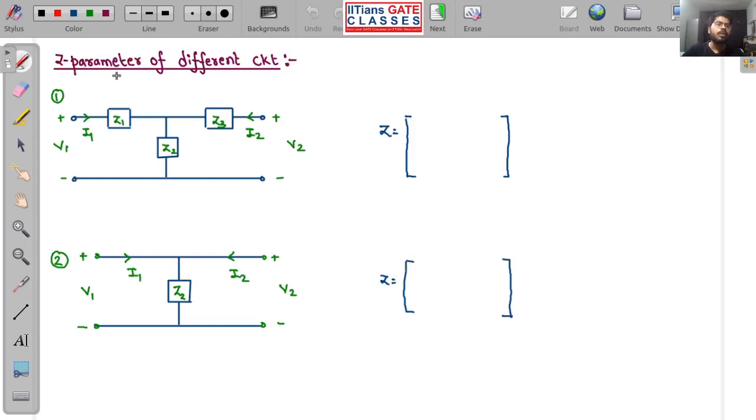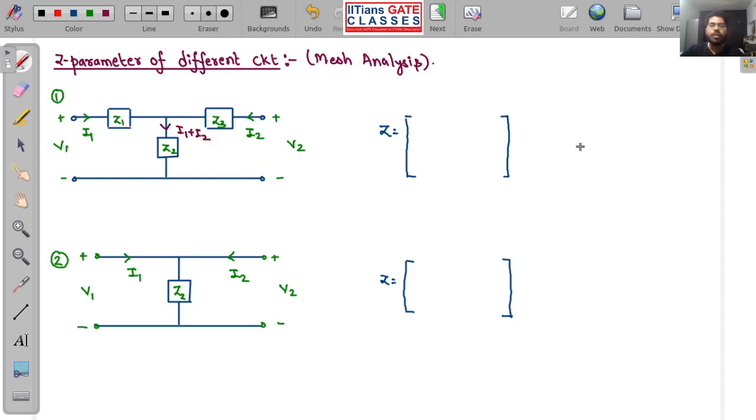Now if I talk about the Z parameter of a different circuit, one thing I will be showing you: always write the KVL equations. Never use nodal analysis while solving for Z parameter. Always use mesh analysis. Nodal analysis we are going to use in our Y parameter. You can see that I1 current is flowing from here, I2 current is flowing from here, so this branch will have I1 plus I2.